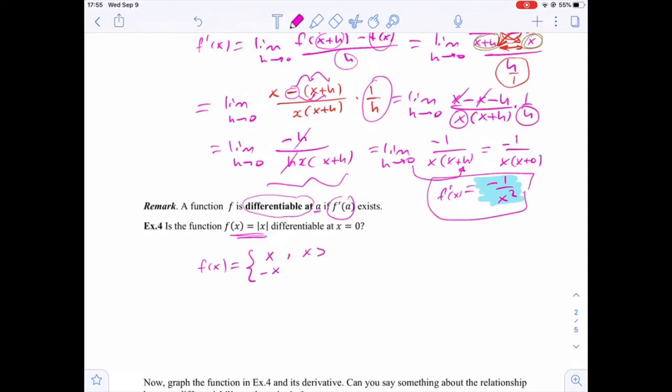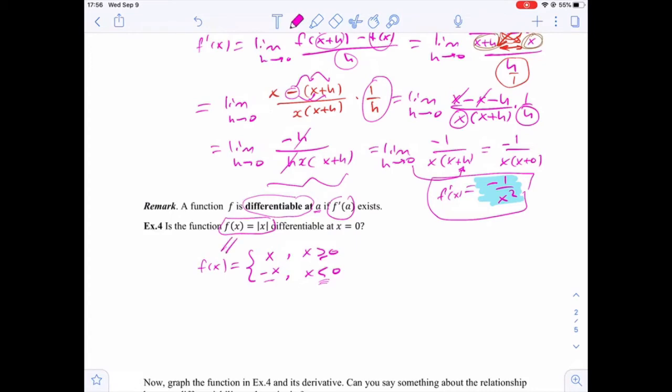x for positive values or non-negative values, I mean 0 and above, and negative x if the value is negative, because if the value is negative, we want to multiply it by negative in order to get a positive value, because absolute value usually gives us a non-negative value, so it's always either 0 or positive. Okay, so this is how we redefine the absolute value function without using the absolute value notation. So we can write it, those are equivalent forms.